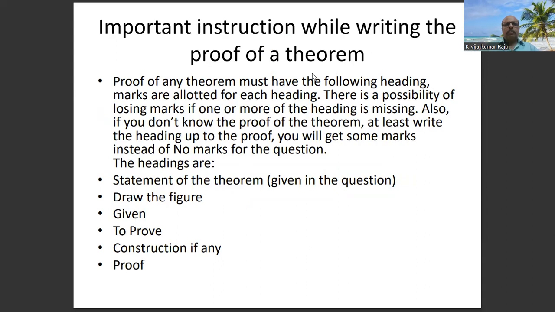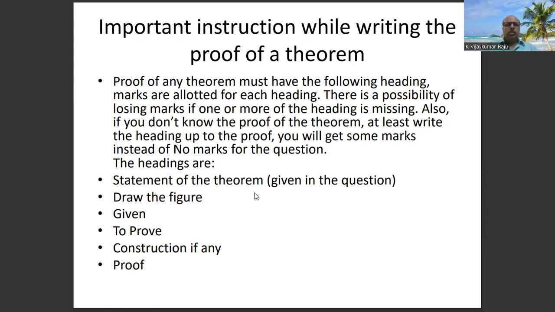Proof of any theorem must have the following headings. Mind well, make a note that you must have these headings, because marks are allotted for each heading. There is a possibility of losing marks if one or more of the headings is missing. Also, if you don't know the proof of the theorem, at least write the headings up to the proof, you will get some marks instead of no marks for the question. The headings are: statement of the theorem. The statement of the theorem is given in the question, so you just write statement and copy the question part of it. You will be able to write the first heading.